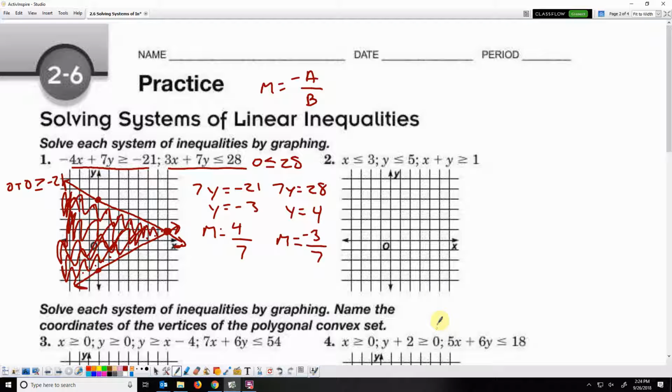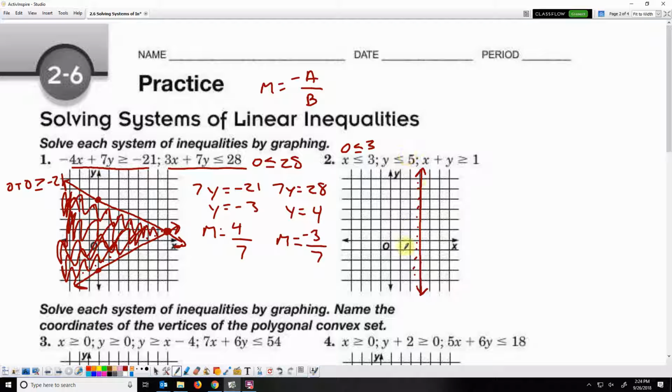On number 2, I have 3 inequalities. X is less than or equal to 3. So I'm going to graph the line x equals 3. 1, 2, 3. That's a vertical line right there. X equals 3. All of these are underlined, so they're all going to be solid lines. If I plug in the origin, 0 is less than or equal to 3. That is true, so I shade this one toward the origin.